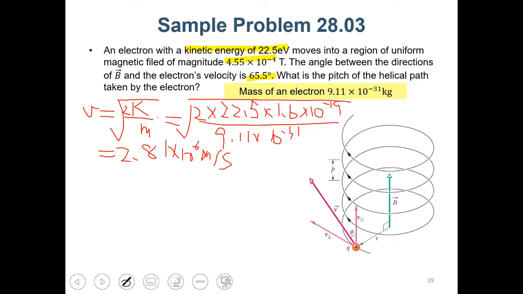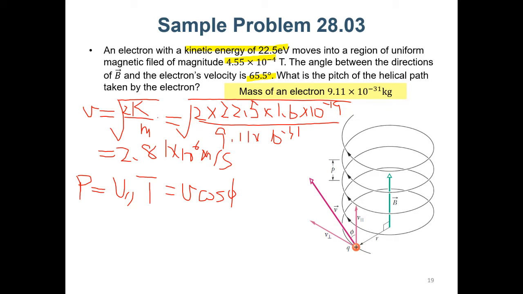Next, we have the pitch. The pitch should be v parallel times T. So v parallel should be v cosine phi, because this one is phi. So v parallel should be v times cosine phi. This is the first term, and then the T should be 2 pi m over QB.